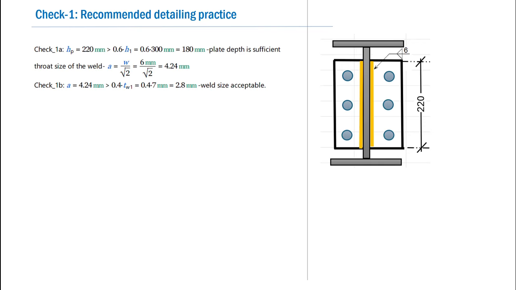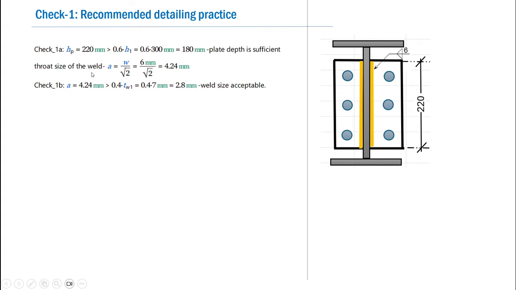Okay, fine. So let us start with check 1, that is to see whether it conforms to the detailing practices. And normally 2 checks are performed. One is regarding the depth of the end plate. For example, here we know that the depth of the end plate is 220 mm, and this needs to be greater than 0.6 times the depth of the supported beam. Obviously, we know that 0.6 times H1 is 180 mm. That is, the depth of the end plate is higher than 180 mm. So it does mean that the assumed plate depth satisfies the normal detailing practice.